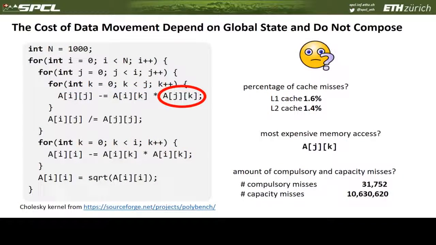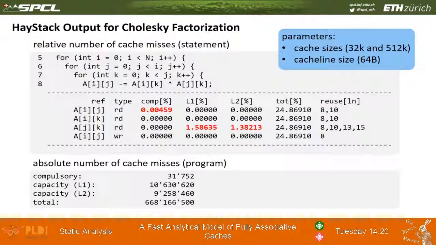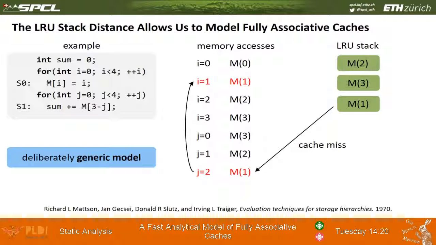Understanding the memory access cost on cached architectures is hard. We present with Haystack an analytical cache model that provides programmers with exact cache miss information. Haystack counts cache misses for every memory access of a program, assuming full associativity and a least recently used replacement policy. The stack distance is the core of our analysis.